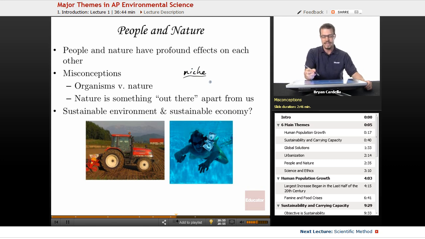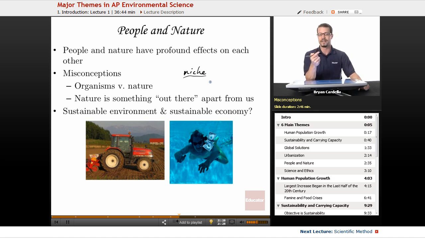A niche, kind of like an ecological role, is how an organism fits into the environment, how it affects the environment, how it affects other organisms, what it is doing, what it is eating, where it lives. So every organism has a niche, and part of that niche means you may be prey to some predator. And yes, it might be easy to think of it as organisms versus nature, but every organism's life is directly related to nature and is in harmony, hopefully, with nature.